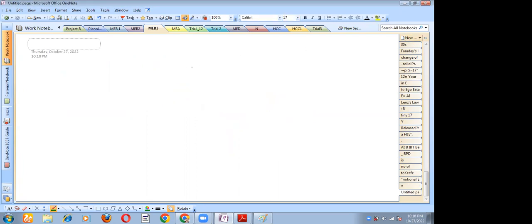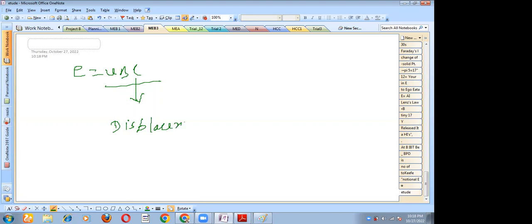Now coming to the next concept. In the formula E is equal to VBL, we must remember that the length we are taking is the displacement length. What is this length? This length is basically the displacement length. This is very important.